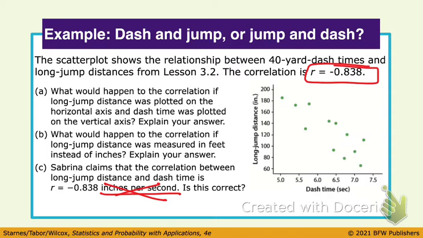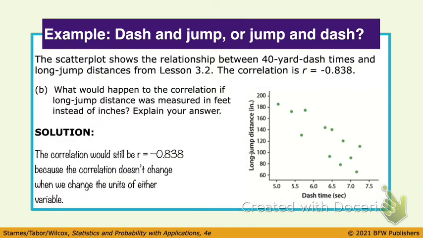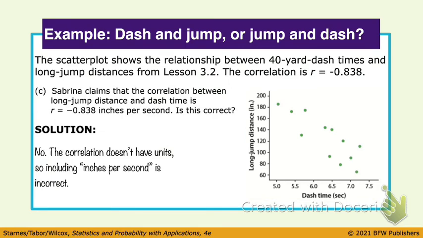So the value is correct, but r does not have units. For Sabrina, she got the correct number because it literally says it on the paper. The correlation does not have units, so including inches per second is not correct.